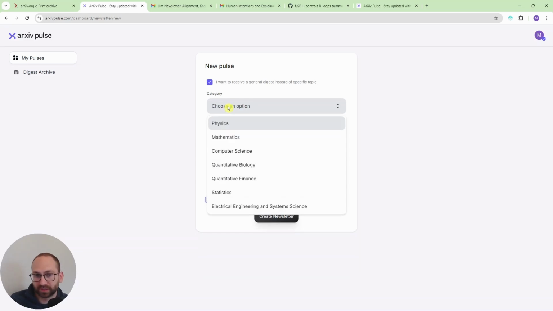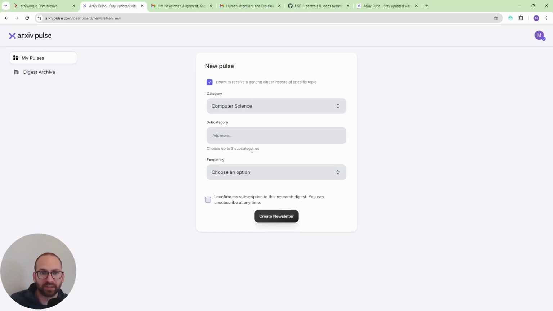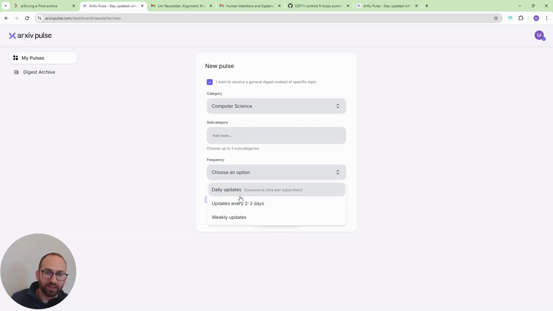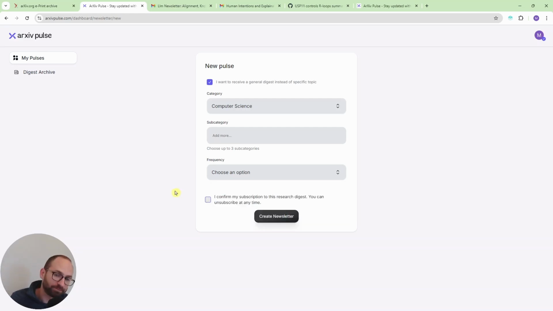Choose a category, so for example, computer science. Then you add some subcategories, whatever is of interest to you, and you choose the frequency: daily, every 2-3 days, or weekly, right? Then you confirm that this is the subscription you want, and you can unsubscribe at any time. And this doesn't cost you anything extra, right? And this is how you can have it. I'll show you an example of this in a second.